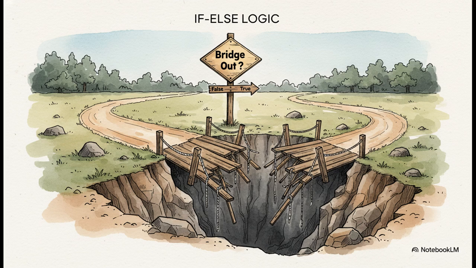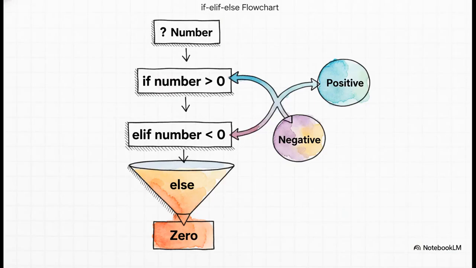This is what makes a program dynamic, what lets it react differently to different situations. And what's great is that we're not just limited to 2 choices. We can chain conditions together. So here, first we ask, is the number greater than 0? If not, okay, let's ask the next question. Is it less than 0? And if neither of those are true, well, what's the only possibility left? It has to be 0.